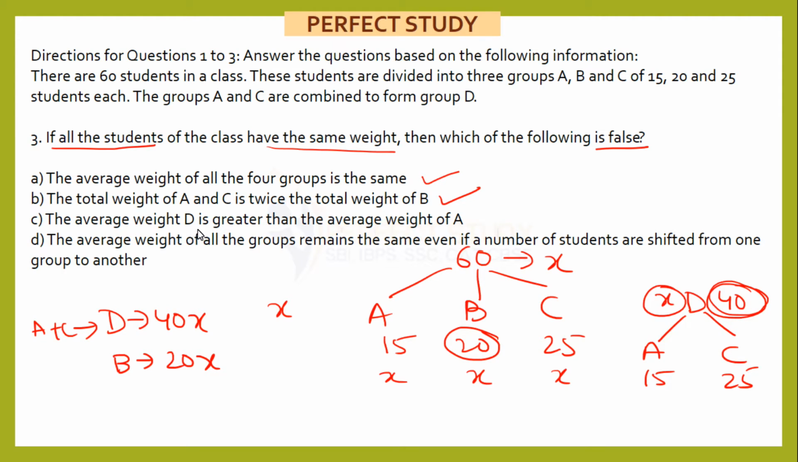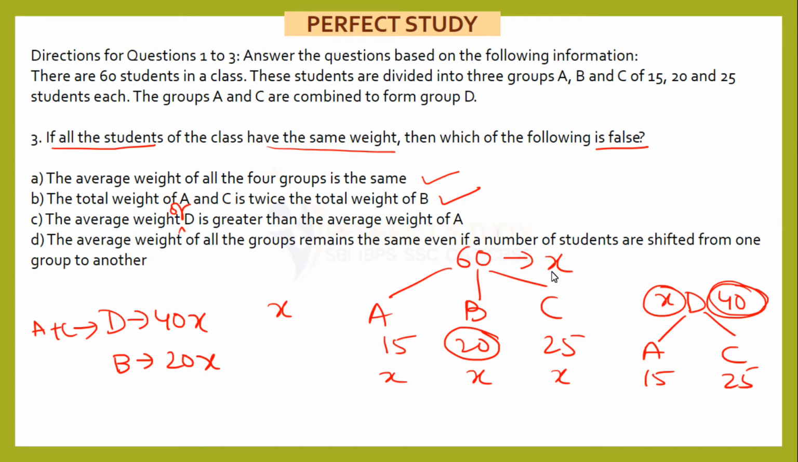The average weight of D is greater than the average weight of A. Sorry, here "of" is missing. The average weight of D is greater than the average weight of A. Now already I told you, if every person is having the same weight, every group will also have the same average. Even if you have a group of one student, the average of that group will be X. If you have a group of all the 60 students, its average will be X, same only.